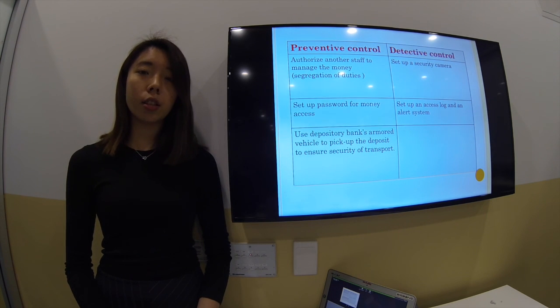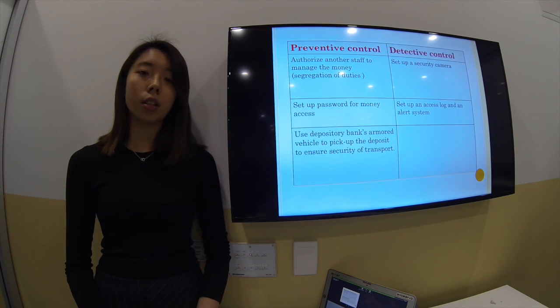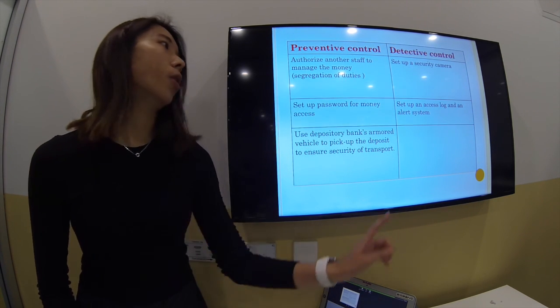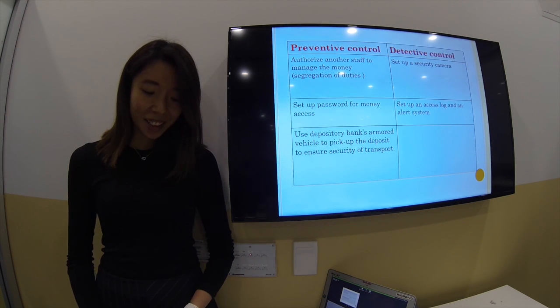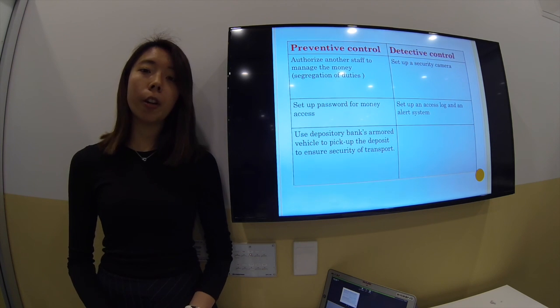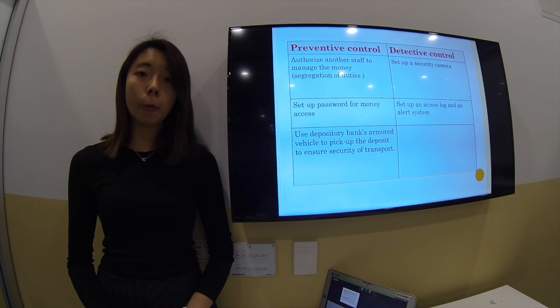Moreover, in some instances, a depository bank armored vehicle is requested to pick up the deposit to ensure the security of transportation. For the detective control, a security camera would be a good example. For example, a store manager who noticed a pattern of a cash drawer coming up short when attended by a particular clerk can easily look at video of the clerk's actions throughout the day to detect potential theft.